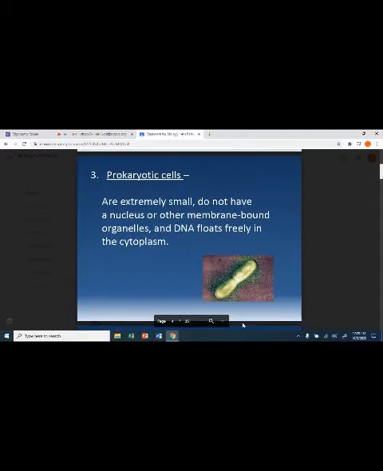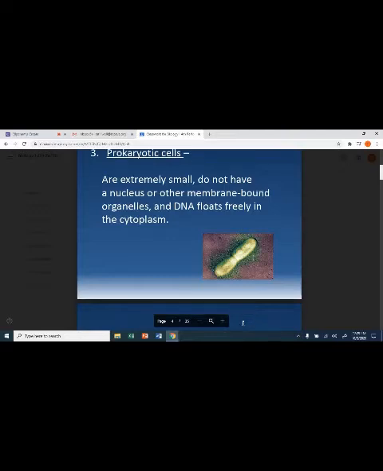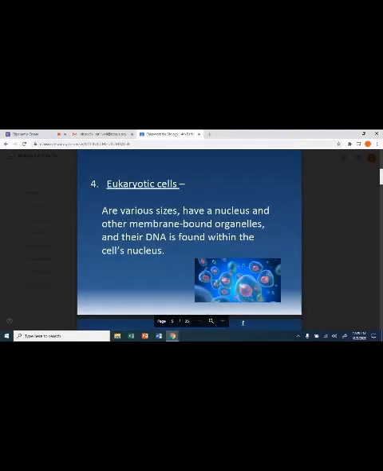Cells can be broken into 2 groups, prokaryotes and eukaryotes. Prokaryotic cells are extremely small, do not have a nucleus or other membrane-bound organelles, and the DNA floats freely in the cytoplasm. The only kind of cells that we're going to go over that are prokaryotes are going to be bacteria in the kingdom Monera. All other cells are eukaryotic cells.